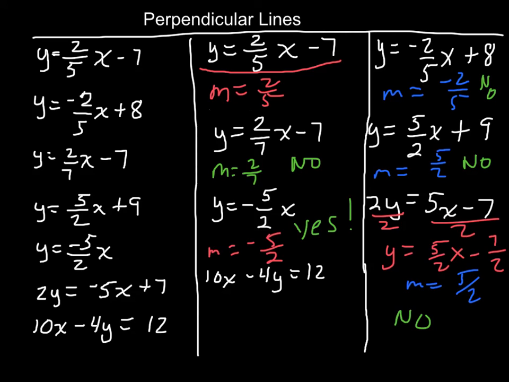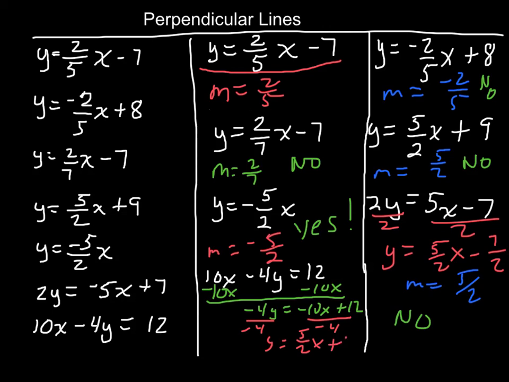And then I have my last one here, which is obviously in standard form, so I need to change that completely. The first thing I'm going to do is subtract 10x from both sides. On the left-hand side, I get negative 4y equals negative 10x plus 12. Then I'm going to divide both sides by negative 4, and I get y equals, that simplifies down to 5/2 x plus 12. Again, what I notice here is that my slope is reciprocaled, but it is not negative, so this also is no. It is not perpendicular.